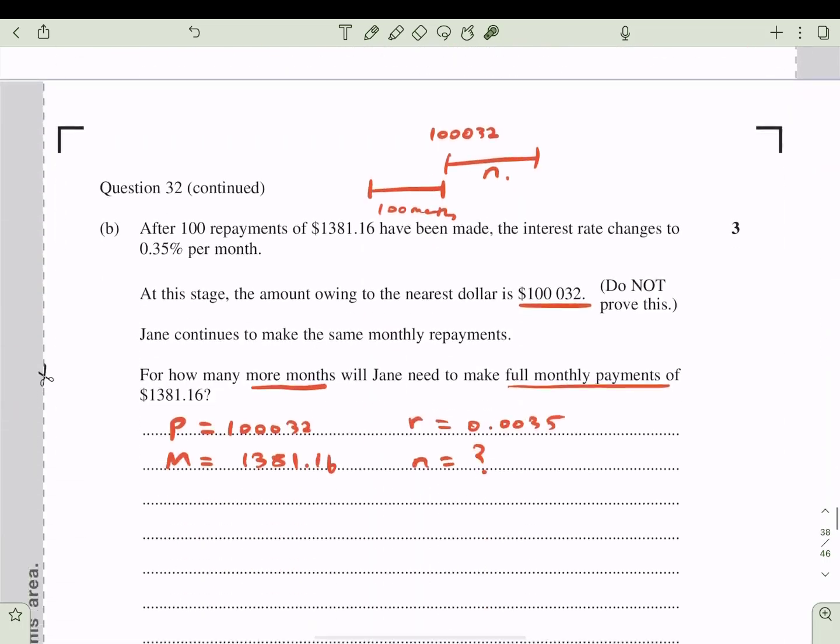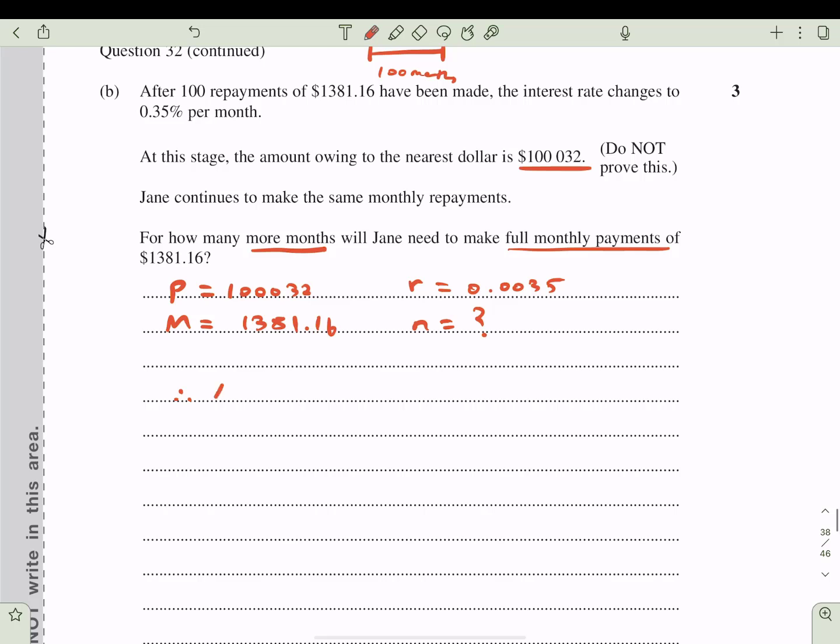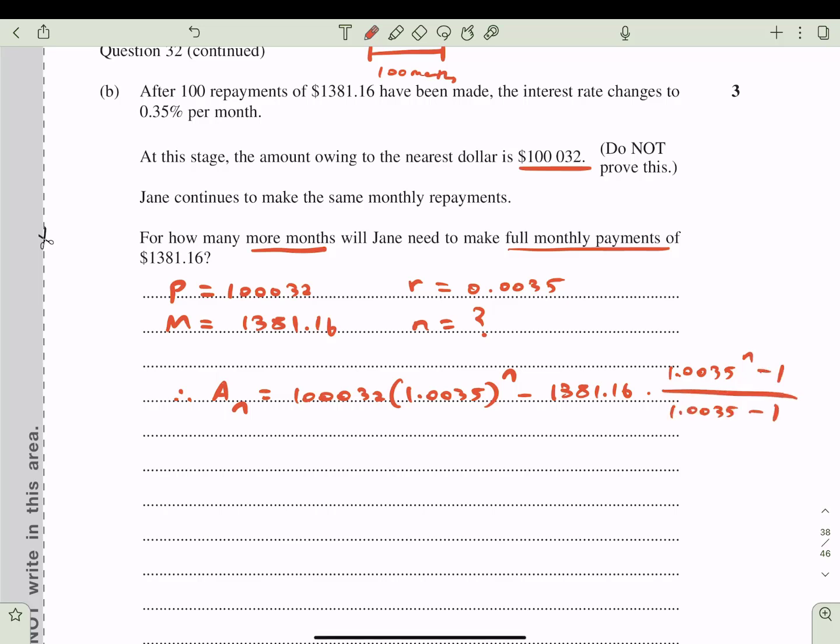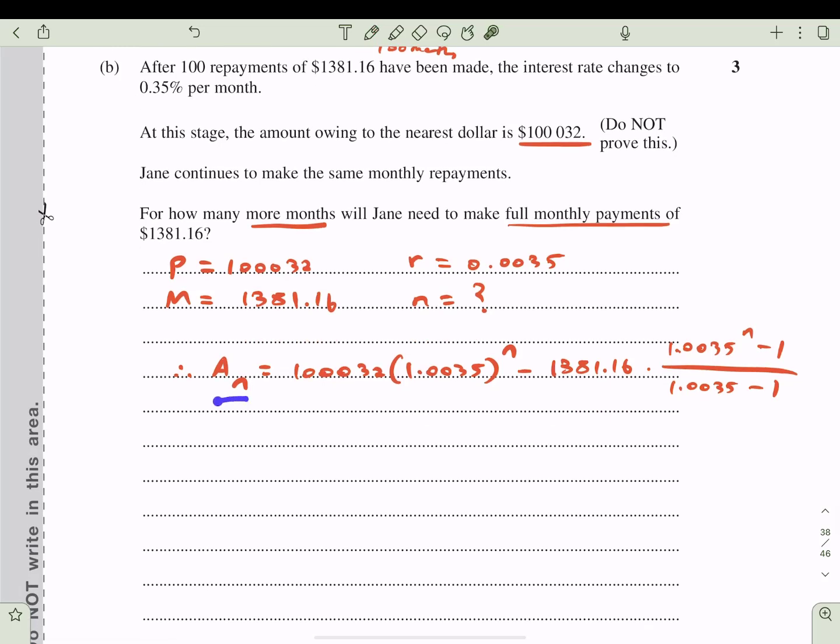Alright, so therefore, A_n equals the principal times 1.0035 to the power of n, minus M, which we calculated to be 1381.16, times the geometric series. So now it's going to be (1.0035 to the power of n minus 1) over (1.0035 minus 1). Okay, now from here, I want my amount outstanding at the end to equal 0.